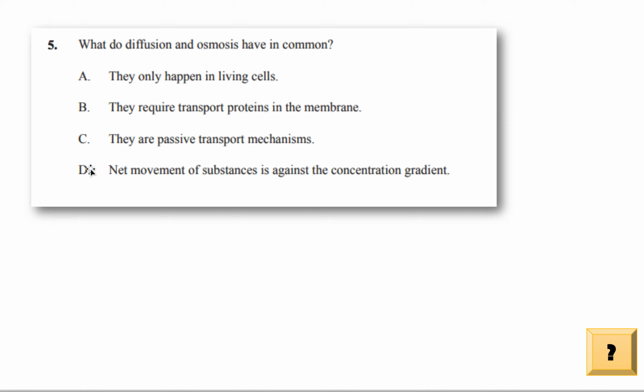So why is it not D? Net movement of substances is against the concentration gradient. No, this sentence is describing active transport against the concentration gradient. Whereas we know diffusion is down the concentration gradient from an area of high concentration to an area of low concentration. So the answer here has got to be what? It's got to be C.